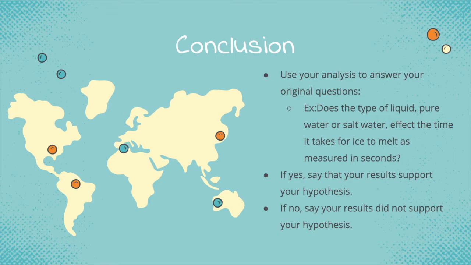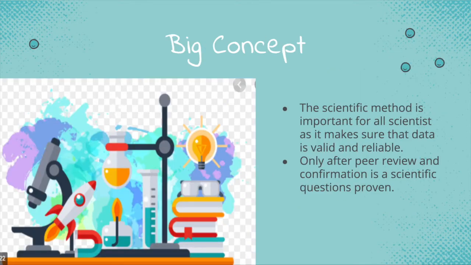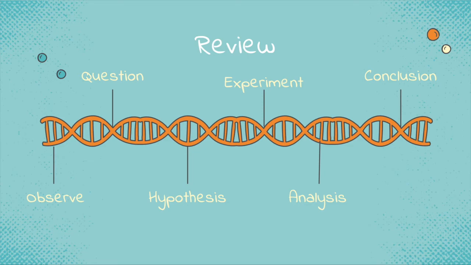So now to go back to the beginning and answer the question, what is the point of all of this? Well, the scientific method is extremely important in order to make sure that all experiments are fair and reliable. The scientific community is huge, and scientists constantly check each other's work, or peer review, before proving something. So now, for a quick review, these are the 6 steps to the scientific method: observe, question, hypothesis, experiment, analysis, and conclusion.